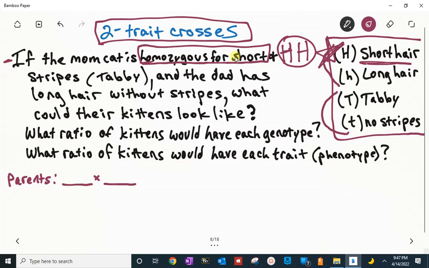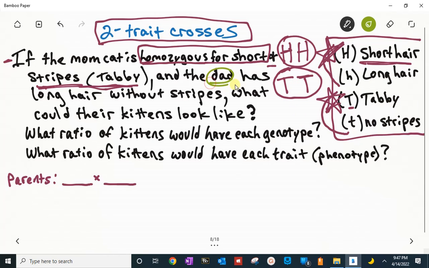So if the mom cat is homozygous for short and stripes, tabby, she's also homozygous for stripes, for being a tabby cat, which is dominant, which is this capital T right here. So she's also going to have two capital T's because she's homozygous dominant for the stripes.